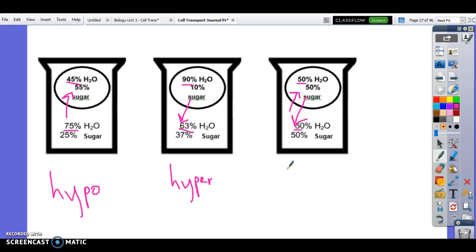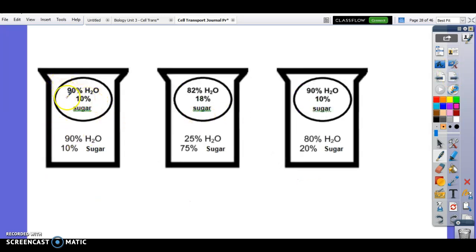There's no movement or big movement of a whole bunch of particles in or a whole bunch out, but there's some moving in and some moving out. So this would be isotonic, okay? And then over here we have 90 and 90, so those are the same again. So in and out, that would be isotonic.